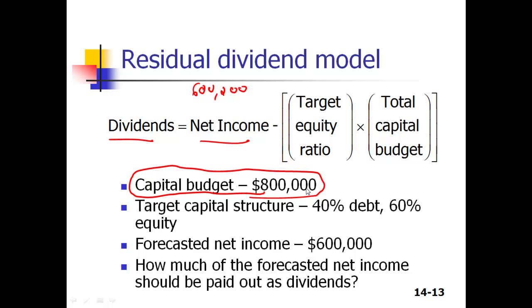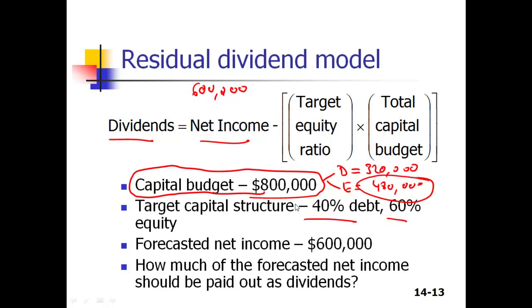Now, will this entire 800,000 come from equity, or will it be partly debt, partly equity? It will be partly debt, partly equity. How do you figure out how much of this will be debt and how much will be equity? This comes from your capital structure. So your target capital structure, let's say, is 40% debt and 60% equity. Given that target capital structure, what should the debt be? 40% of 800, which is 320,000. And what should your equity be? The amount of money from equity is 480.